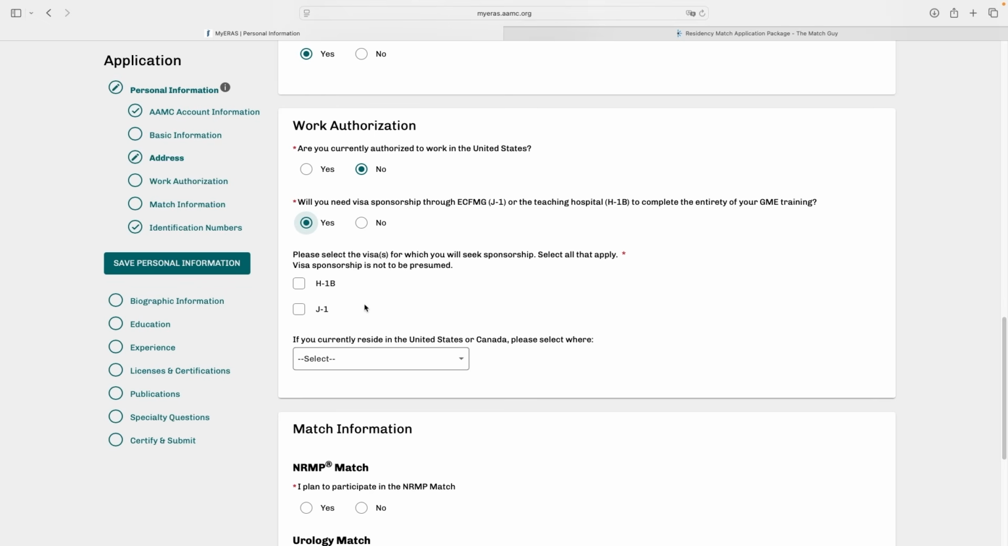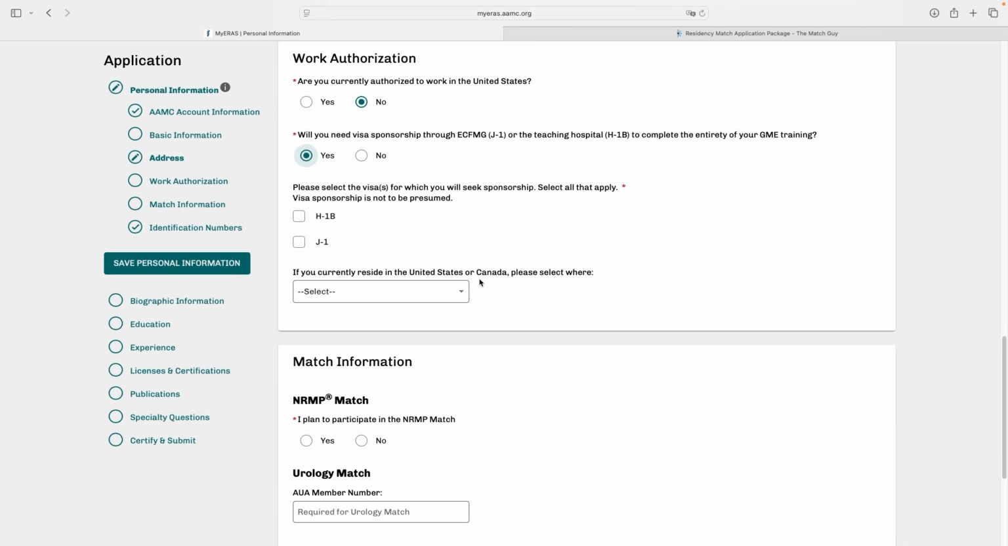But to optimize your chances of matching or getting interviews, I recommend you choose both. And then when you get interviews, at that point you get picky. If you got like 20 plus interviews, maybe you pick only H1B programs versus J1. But at the time of application, I highly recommend you pick both to optimize your chances of getting more interviews. And then if you receive a lot of interviews, you can pick.